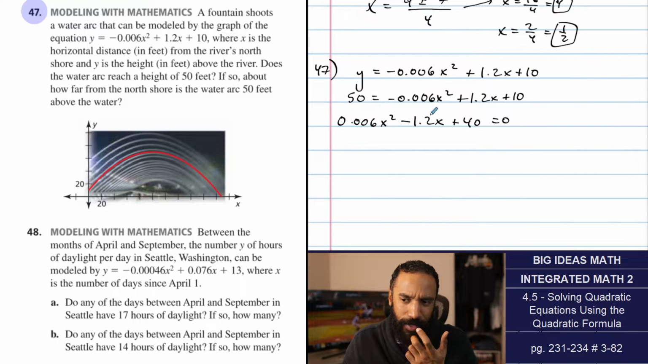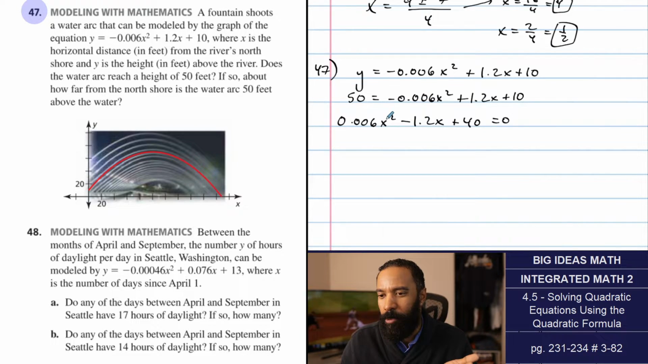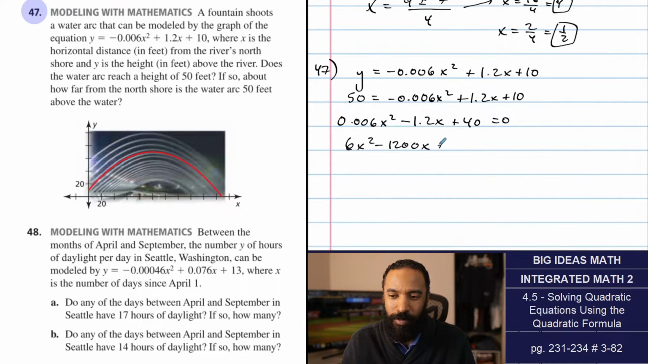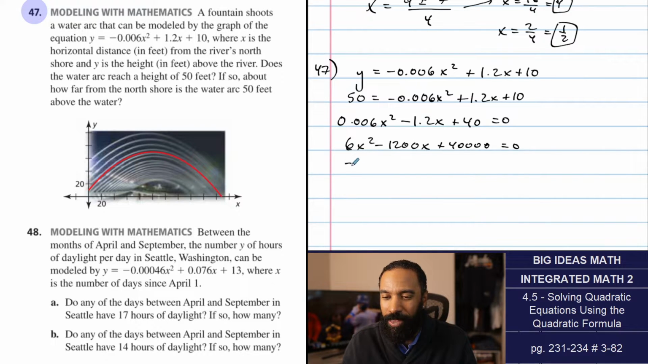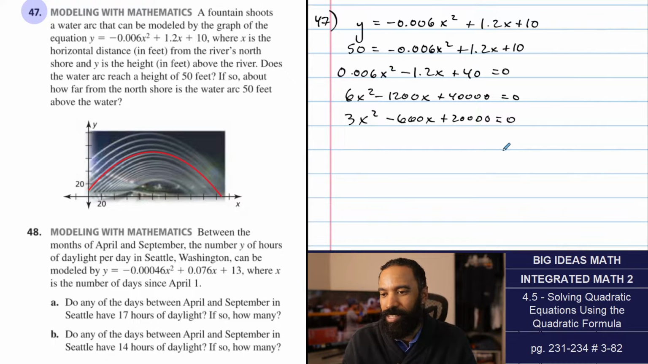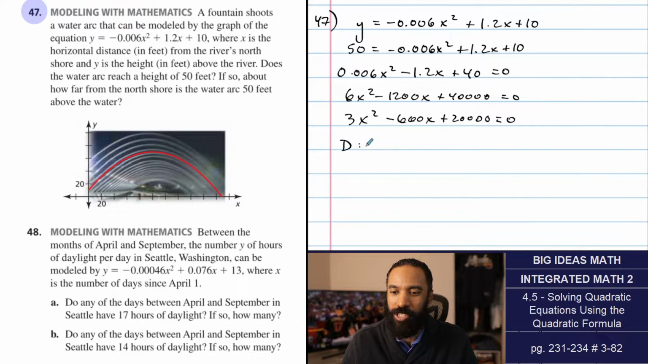I'm not quite sure. If I multiply everything by 1,000, I get 6x squared minus 1,200x plus 40,000 equals 0. I don't know what it is about me that really prefers to see numbers this way. I just do. I'm going to divide everything here by 2. 3x squared minus 600x plus 20,000 equals 0. It's once again kind of me asking, does it hit? Let's see. Let's try the discriminant.